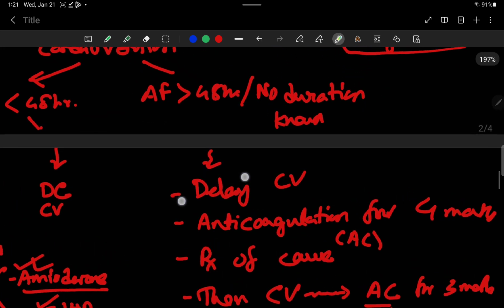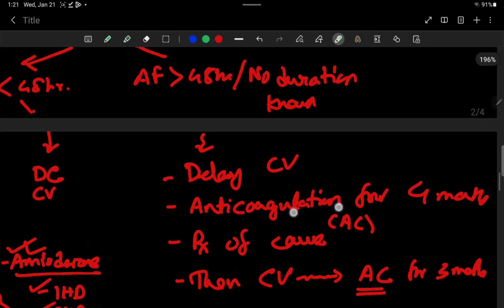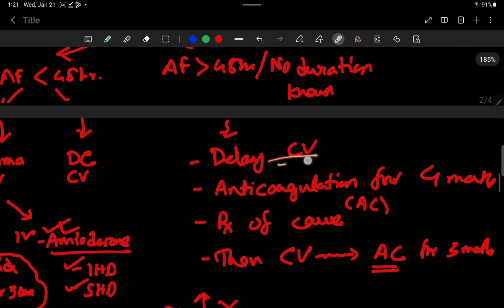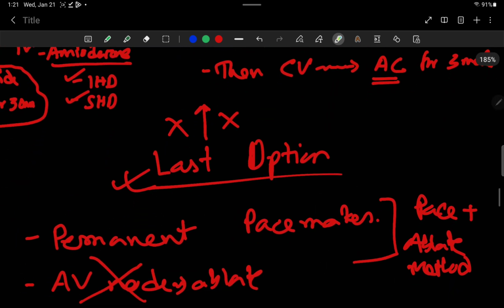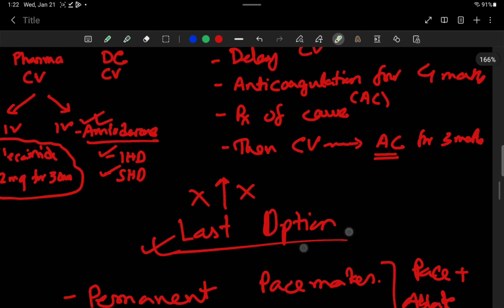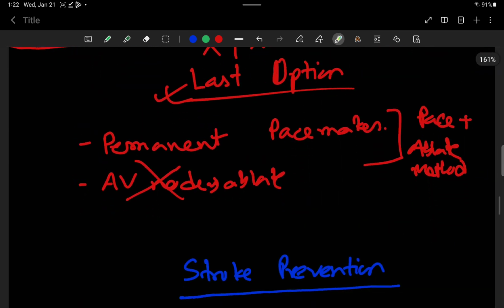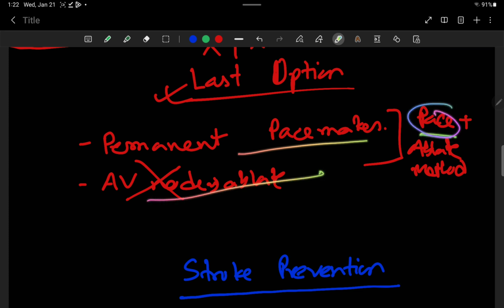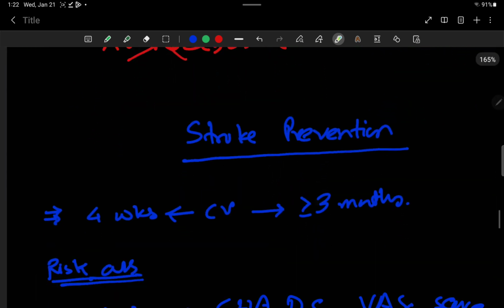But if it's more than 48 hours or you don't know the duration, you have to delay the cardioversion. You should start anticoagulation. I will later explain the anticoagulation options, along with treatment of the cause, then cardioversion, and continue it. Another option, last but not least, along with anticoagulation: if these are not working, you can go with the pace and ablate method. You will give a pacemaker and ablate the AV node, so the problem is permanently gone.